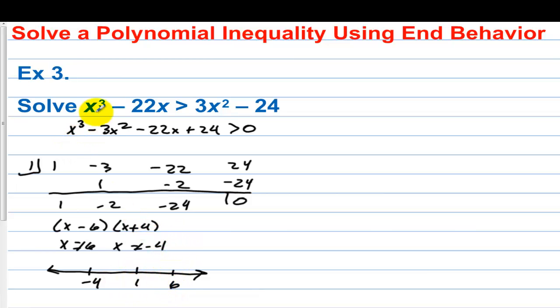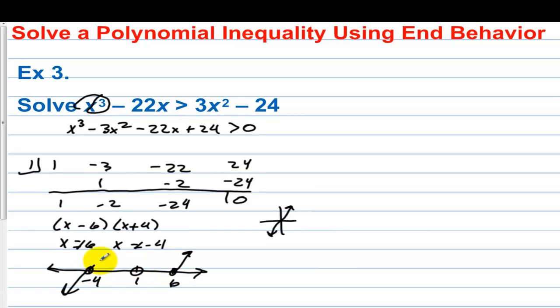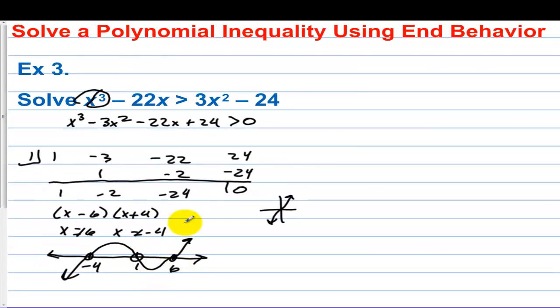Now, the end behavior for an x to the third polynomial is, well, we're going to be up here to the right and down here to the left, because that's what x to the third looks like for end behavior. Now, all of these zeros count once, so they'll all be cut through. So we'll cut through, cut through, cut through. And we want to know where the function is greater than 0, or in other words, above the x-axis. So the answer is negative 4 to 1, and then 6 to infinity.